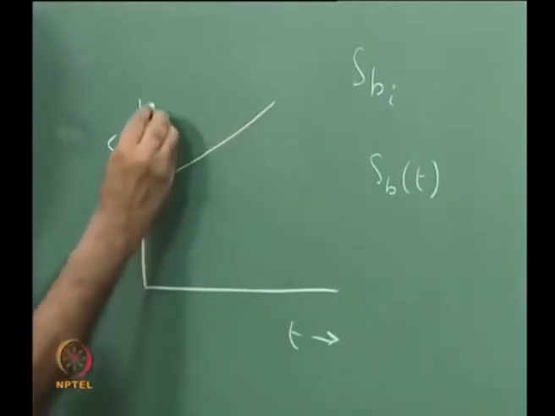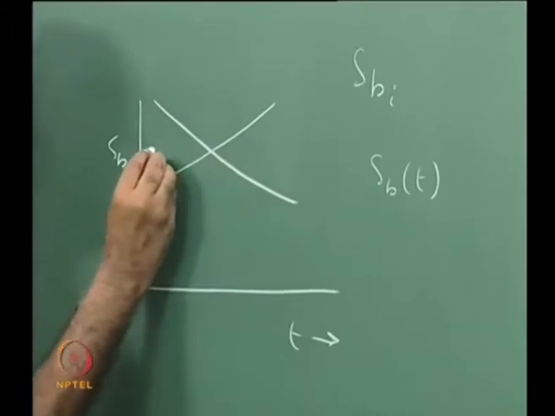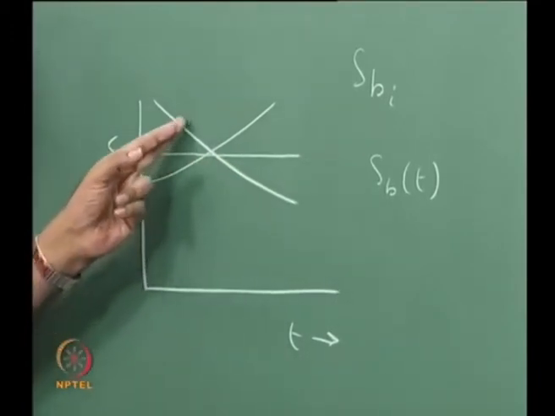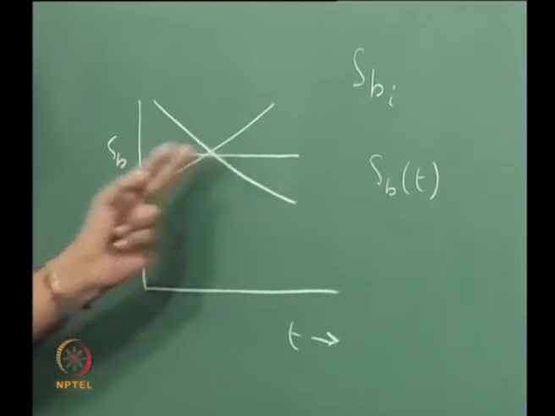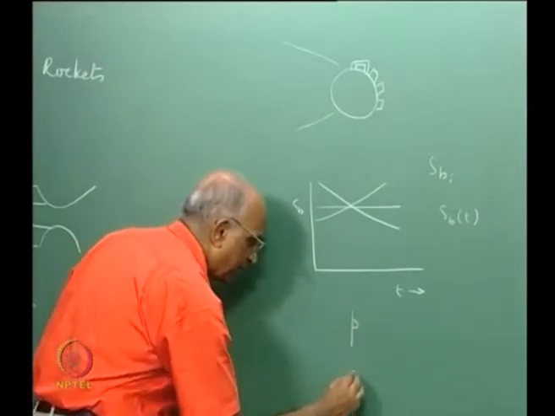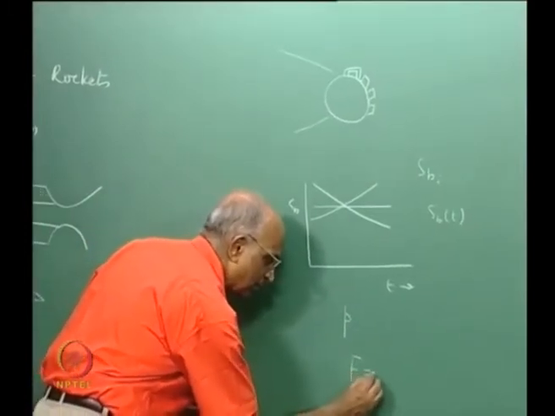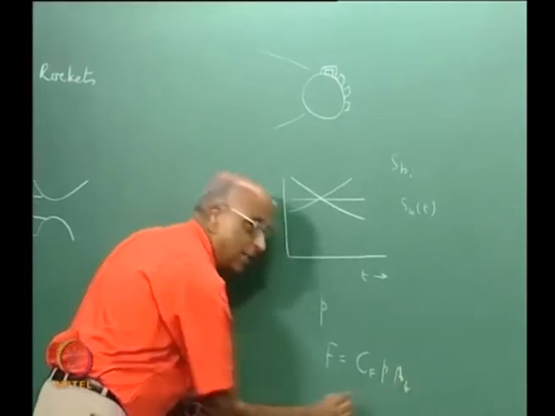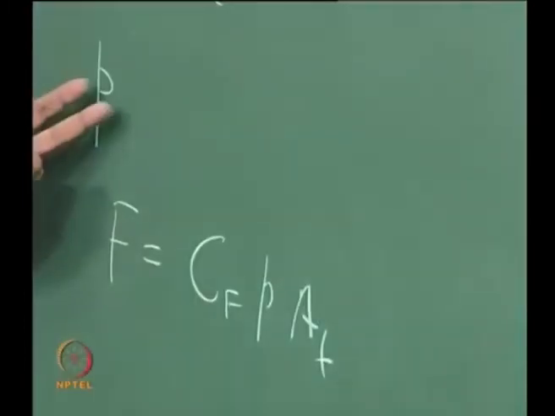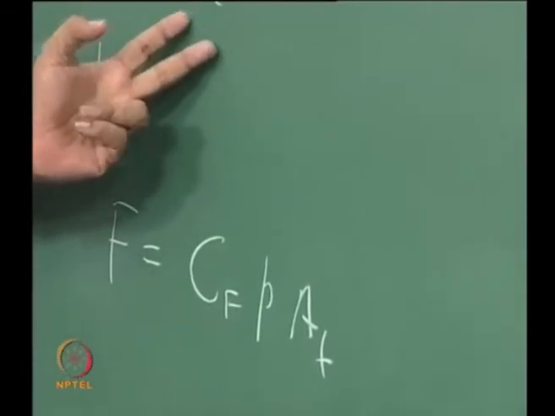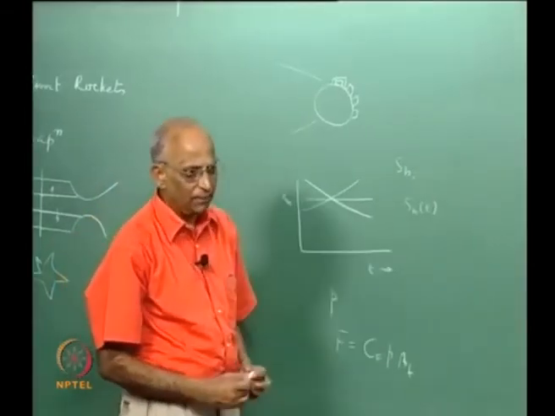It could either evolve like this, or it could evolve like this, or it could be a constant. In other words, this is progressive, this is regressive, this is neutral, because burning surface area directly translates into pressure, and pressure directly translates into thrust, as F is equal to Cf into chamber pressure into At. And what was P? We got an expression in terms of Sb to the power 1 over 1 minus n, therefore it was directly connected.